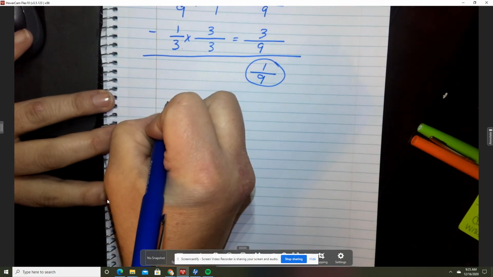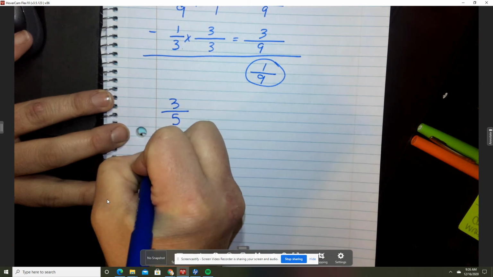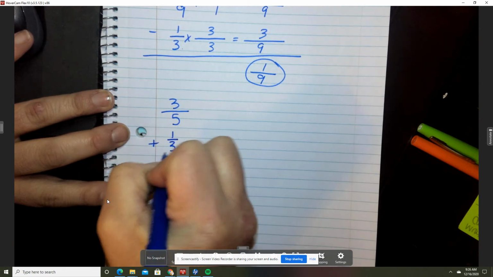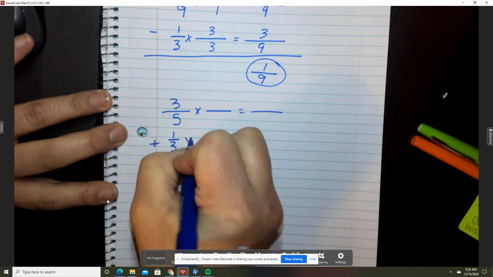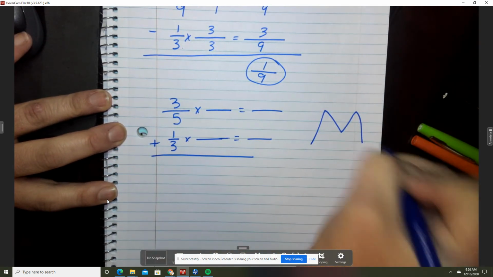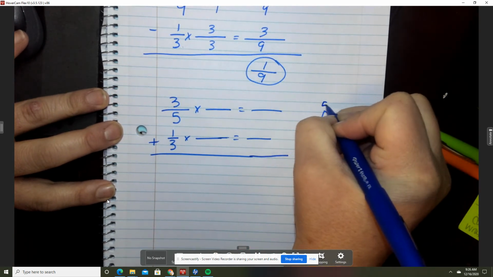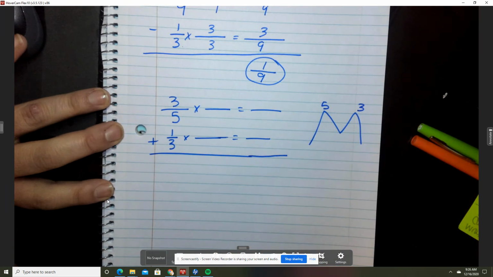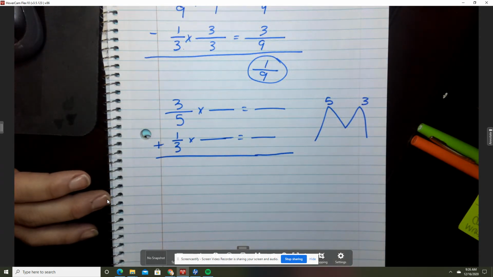All right, let's look at this one. 3/5 plus 1/3. Go on and do this problem by yourself. This one, you're going to have to make an M. All right, pause me and then we'll go over it. All right, well, welcome back.